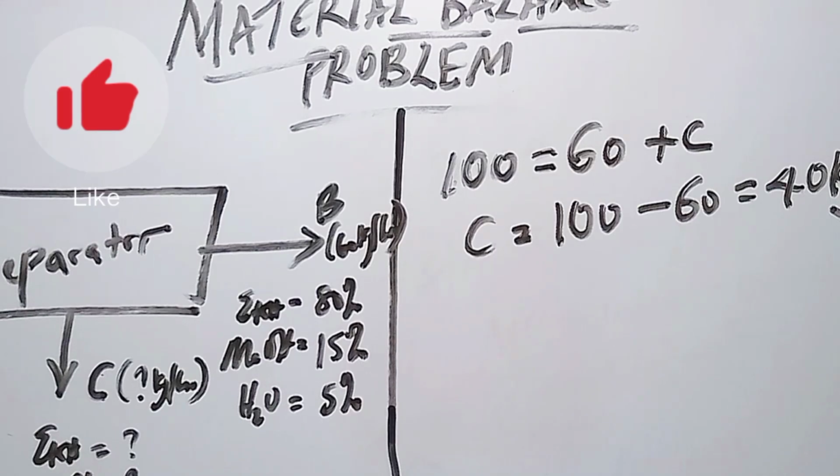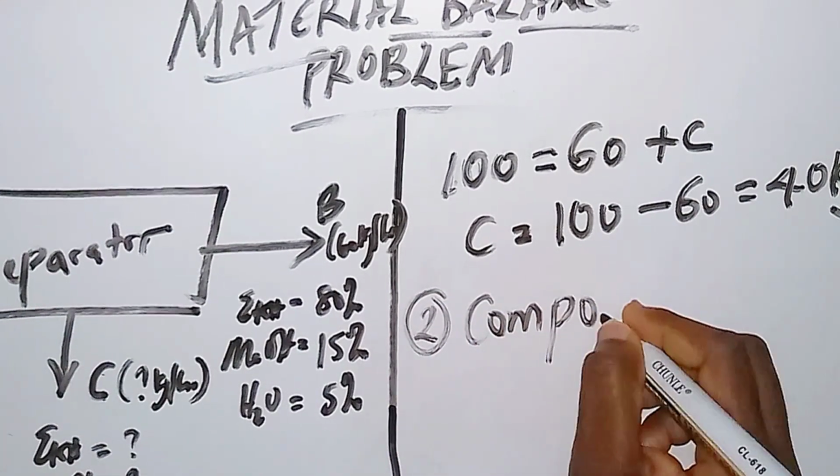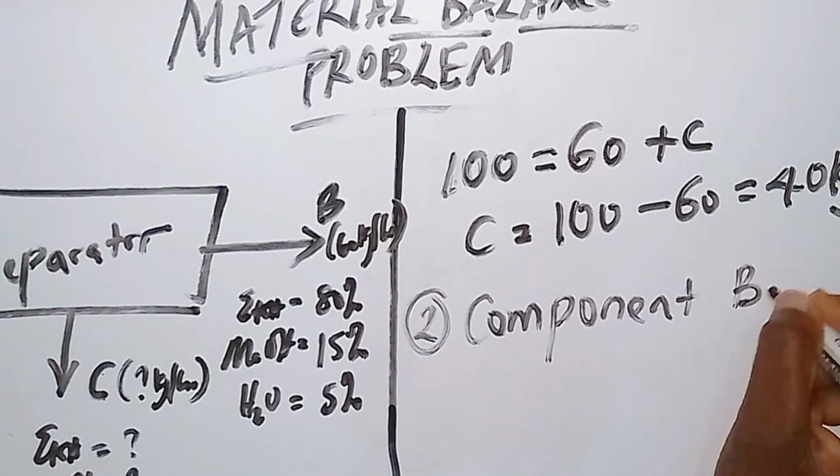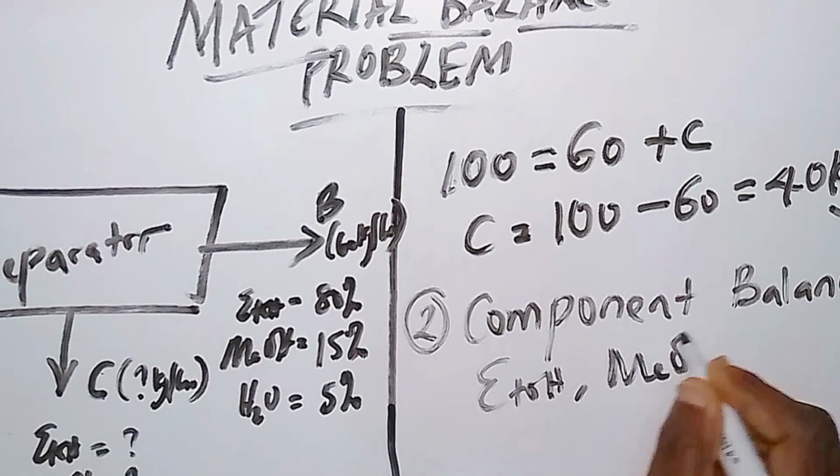Now we are done with the overall material balance. What's left is to carry out the component balance, which is the individual makeup of A, B, and C: ethanol, methanol, and water.